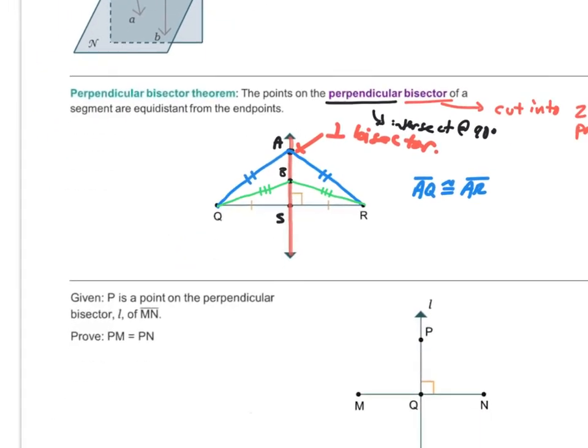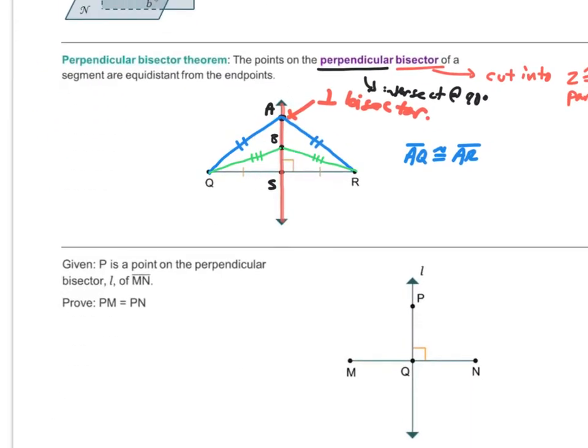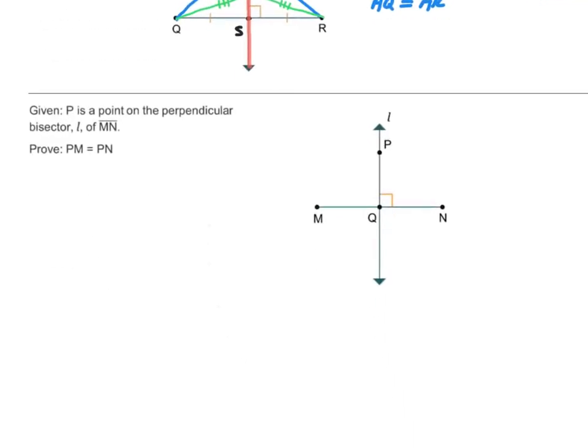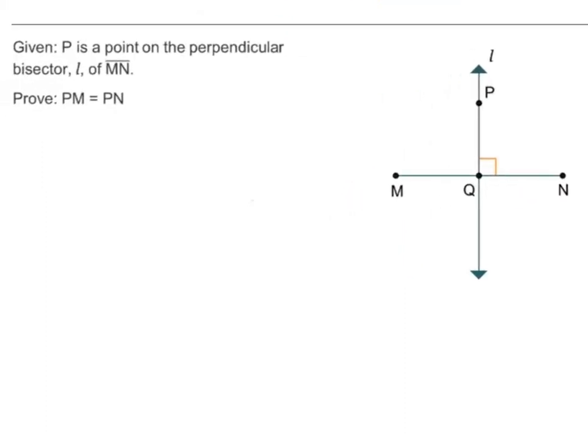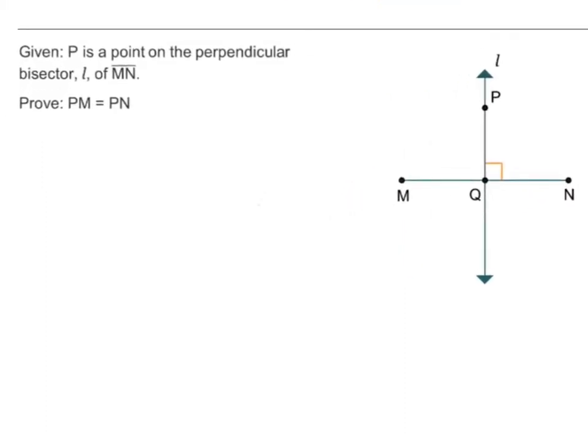So if you have this scenario where you have a perpendicular bisector, then you know what's going to be true with those side lengths, okay? All right, then it says, let's take a look at this. Let's do another proof. Okay, it says given that point P is on the perpendicular bisector L, okay, so number one, it tells me that this is a perpendicular bisector. So I see that we have a perpendicular symbol here. However, we do not have the congruent statements for MQ and QN, okay? And we want to prove that PM is congruent to PN.